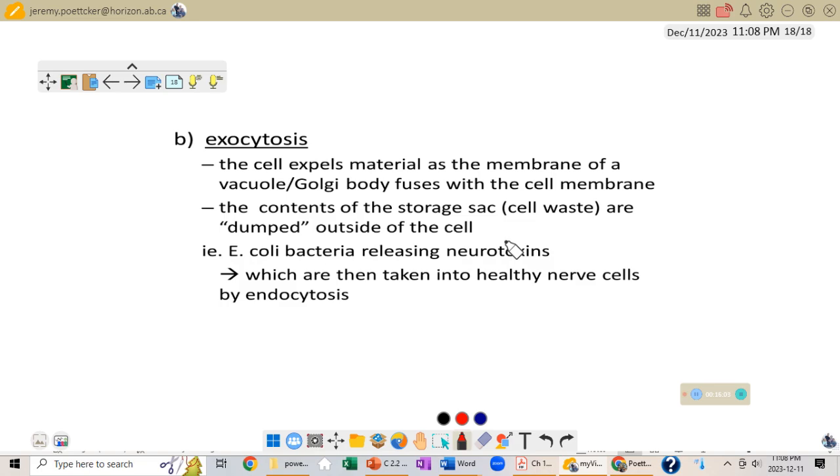One nerve will make neurotransmitters and store them in vesicles. When it's ready to release them, those vesicles fuse with the outer cell membrane and open up and release whatever was stored inside of them. But if E. coli makes neurotoxins, they would be released by exocytosis and taken into healthy nerve cells by endocytosis. This is obviously a problem. You don't want to get E. coli. It's nasty. You should understand what this word means. You should highlight that, and you can find a definition later on.